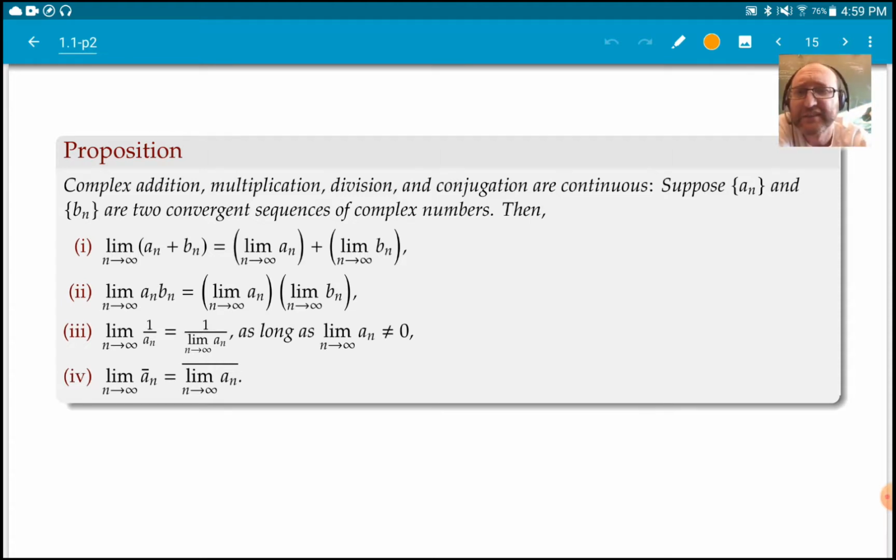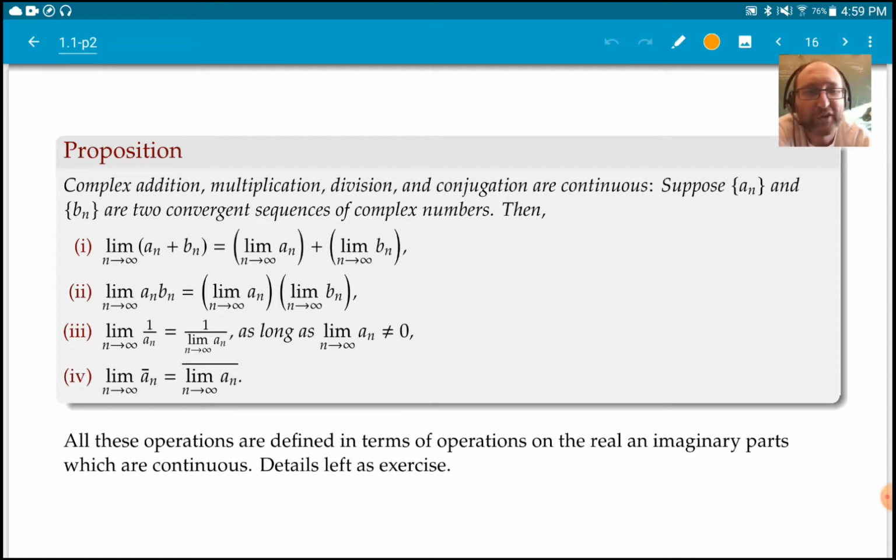Let's look at the continuity of the algebraic operations, and yes, they are continuous. If you think about it, all of these are defined as functions of the real and imaginary parts, and those are all nice continuous functions. So you just write out what all of these are in terms of the real and imaginary parts, and you get immediately that all these are continuous.